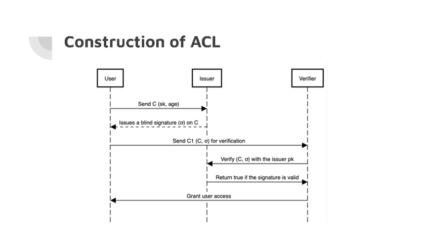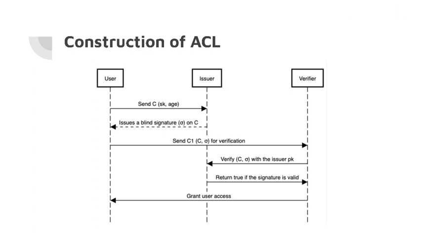For the construction of an ACL, we're going to use an example where a user wants to verify that their age is above 18 in order to view some content. The user sends a commitment, which is a zero-knowledge proof that their age is correct without actually revealing their age to the issuer. And the issuer sends a blind signature on this commitment back to the user.